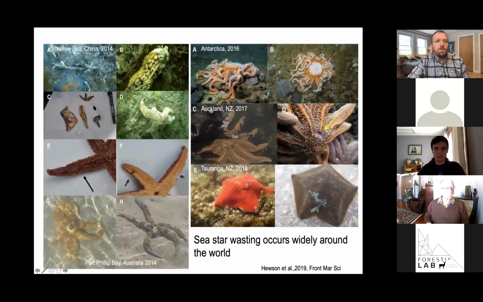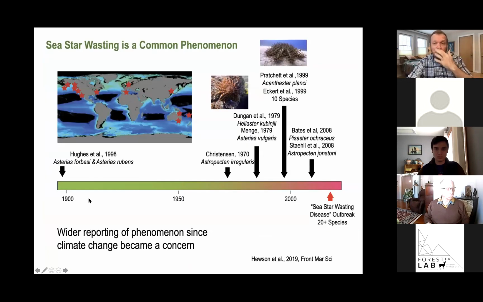When we looked around the world, the Yellow Sea in China, Australia as well, Antarctica, New Zealand, when I was there on sabbatical, you tend to find these sort of wasting-like conditions all over the place. It's just that they're not that pronounced, but it seems to be a normal sort of condition that happens to have been exacerbated in 2013 and 2014. So here's a total timeline of it. 1898, that should be the first report. And then leading up from the 1970s until the present day, a huge number of sea star wasting-like diseases occurring. So it seems to be a relatively common phenomenon.